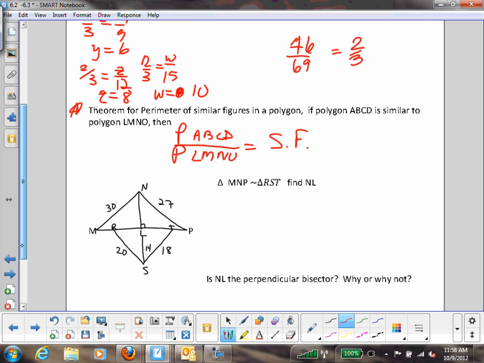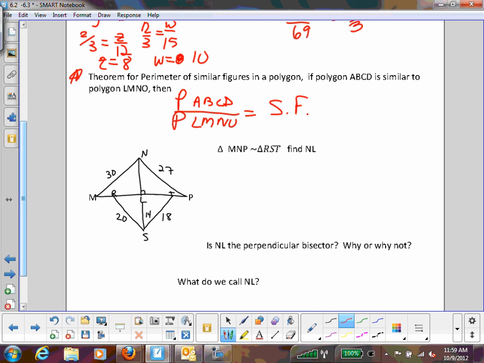Okay, here we go. I am giving you the statement that those two triangles are similar, which means all of the lengths have to be in the same what? Scale factor. They all have to be equal to the same scale factor, right? So that means 30 is going to go to what? Okay, MN, which is 30, goes to RS, which is 20, which tells me, again, that my scale factor is 3 over 2. I could have picked NP, 27 over ST. And again, they get 3/2.